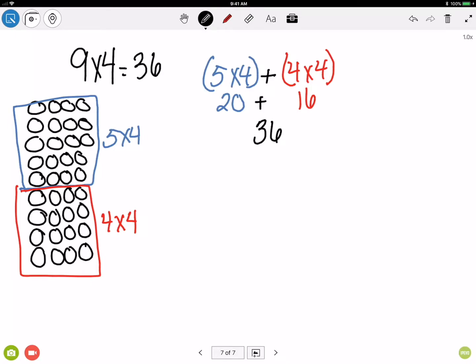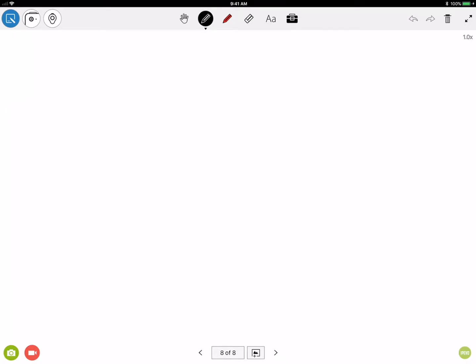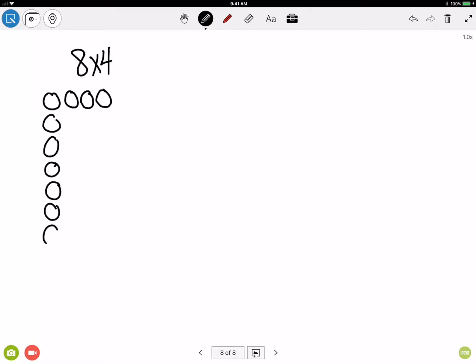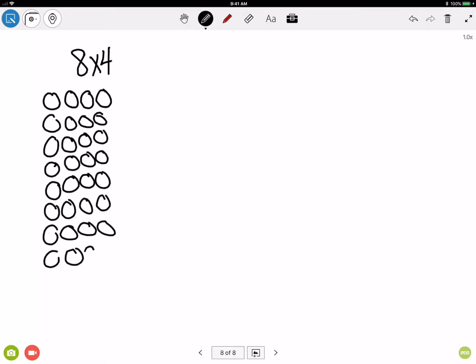Let's try one more. Let's try 8 times 4. So I'm going to draw a quick array. So I know I have 4, 2, 3, 4, 5, 6. So we have 8 times 4. So there's a couple ways that we could do this.